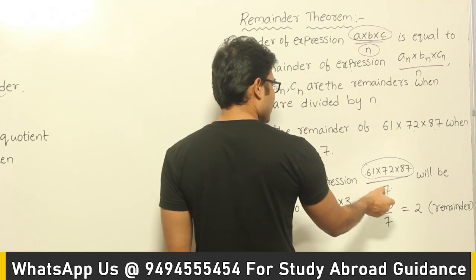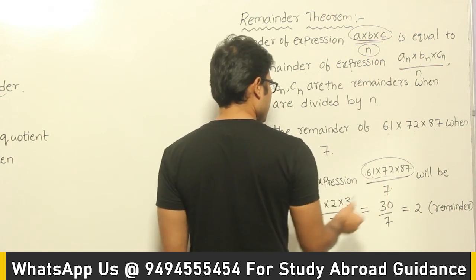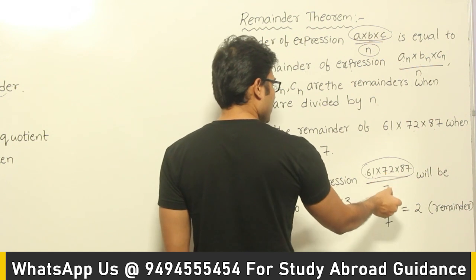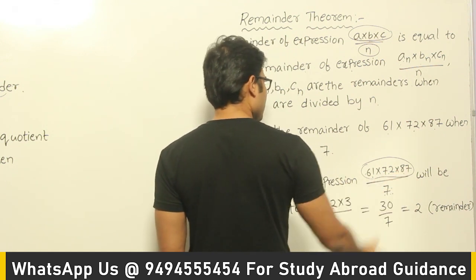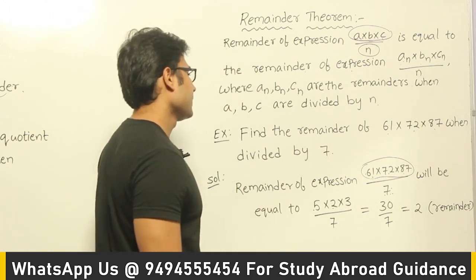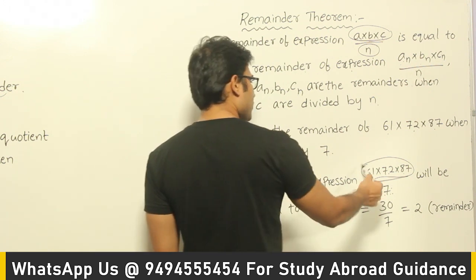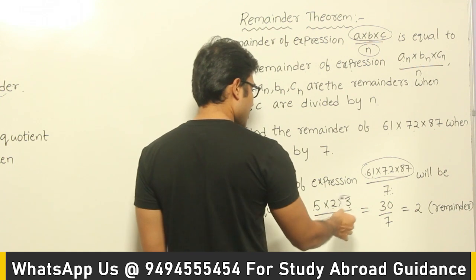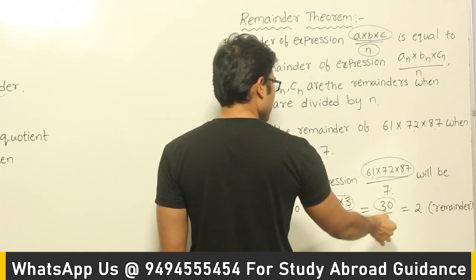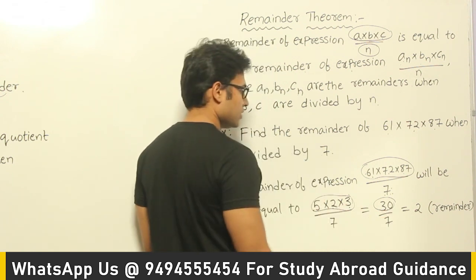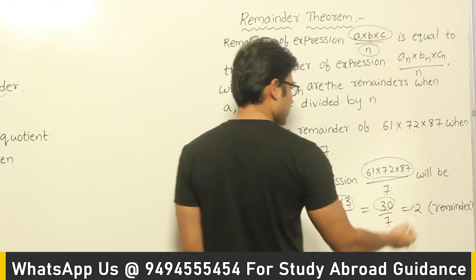So 61 when divided by 7, the remainder is 5, so I am writing 5. 72 when divided by 7, the remainder is 2, so I am writing 2 here. 87 when divided by 7, the remainder is 3, so I am writing 3 here. Instead of finding the remainder directly, now I multiply these 3 and find the remainder. Multiplying these 3, it is going to be 30. Now the remainder of 30 when divided by 7 is 2. That is how I got it.